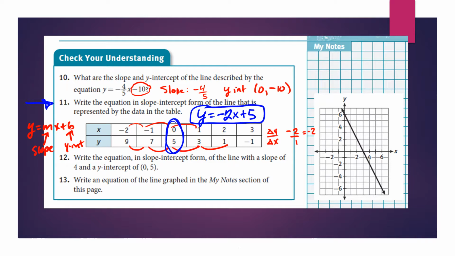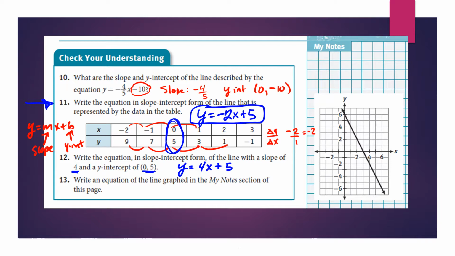It's an excellent question. Write the equation in slope-intercept form of the line with a slope of 4 and a y-intercept of (0, 5). So that would be y equals, slope goes here, y-intercept goes here. y equals mx plus b. Got to know the components.